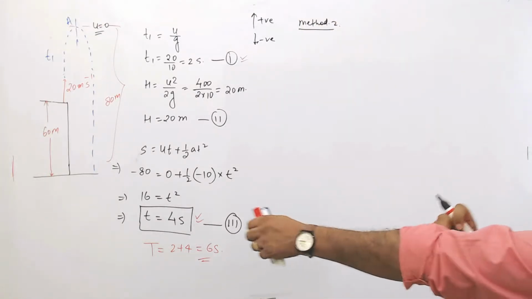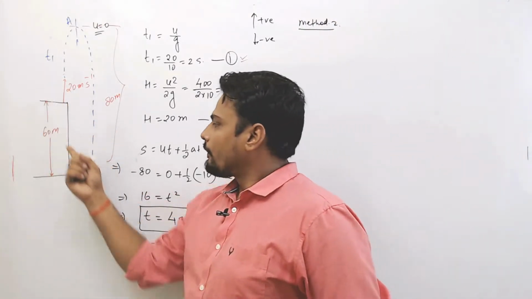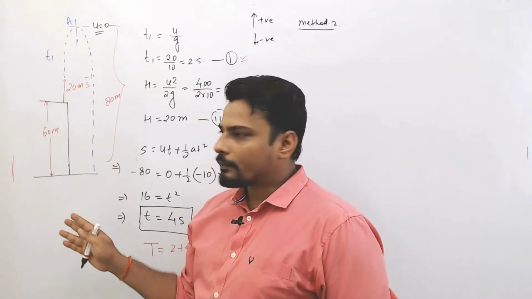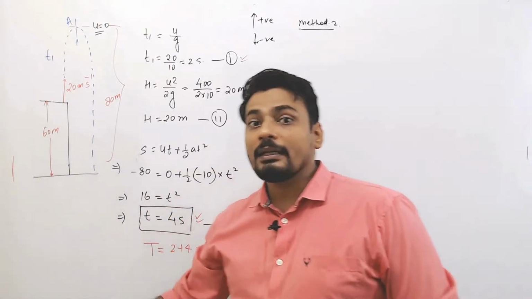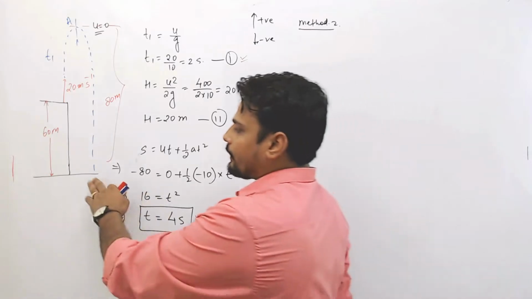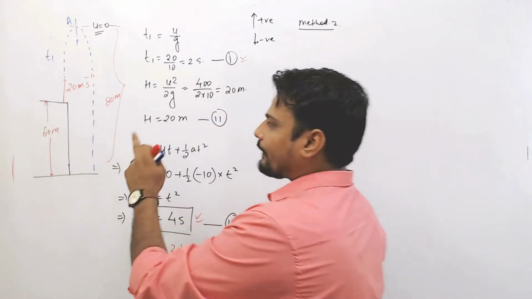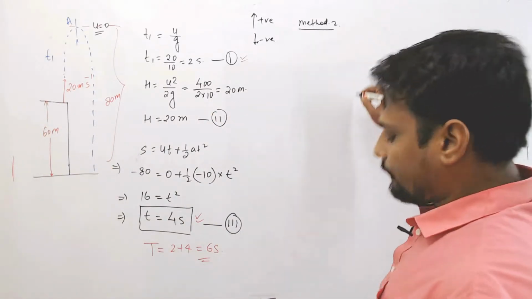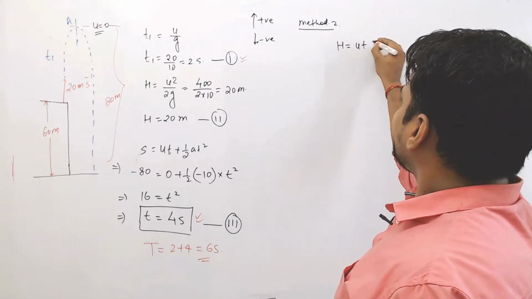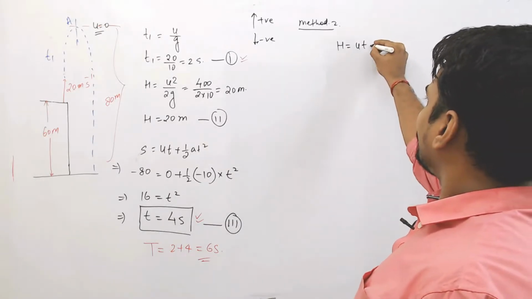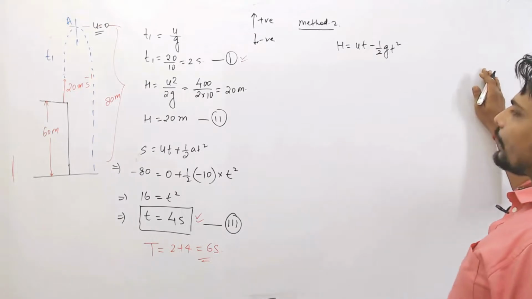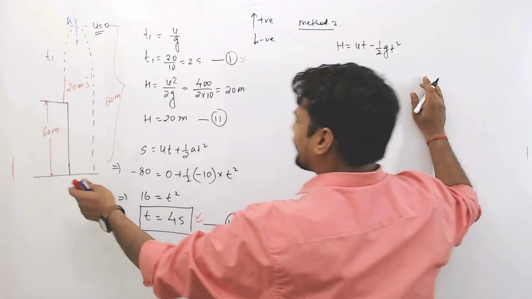We know the body's initial position and final position. So what is the net displacement? That is negative 60 meters. Keep that in mind. When the body reaches here, its net displacement is negative 60 meters. We have the formula h equals ut, and since gravity always acts downward, negative half gt square. As I told you, net displacement is negative 60.